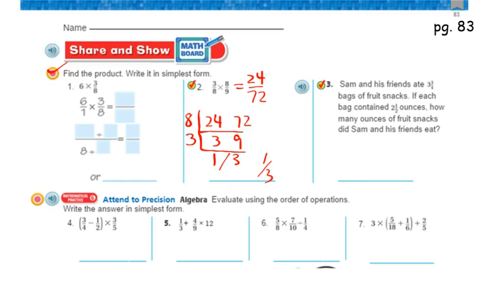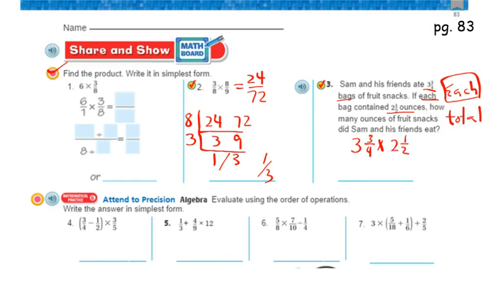Right, great stuff. Let's look at number 3. Problem says, Sam and his friends ate 3 3/4 bags of fruit snacks. If each bag contained 2.5 ounces, how many ounces of fruit snacks did Sam and his friends eat? All right, so we know each bag has 2.5. We know they ate this many bags, and we want a total at the end. So in combination with an each keyword and a total, we know where you're going to apply multiplication. So let's set this up. The order in which we multiply does not matter. So we're all going to start with 3 3/4 times 2 and 1/2.